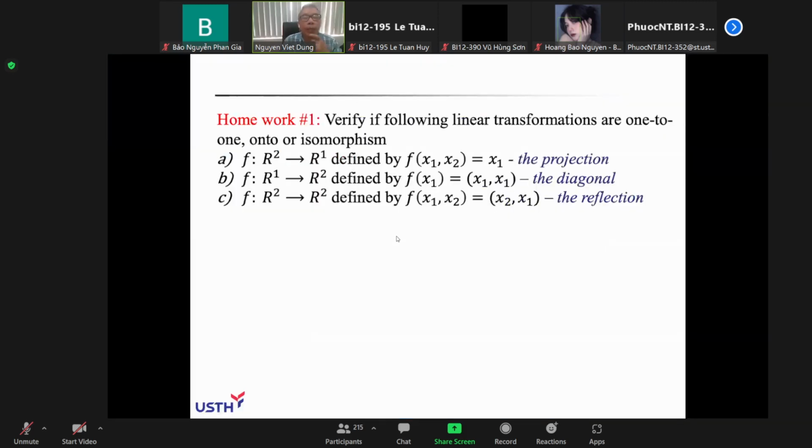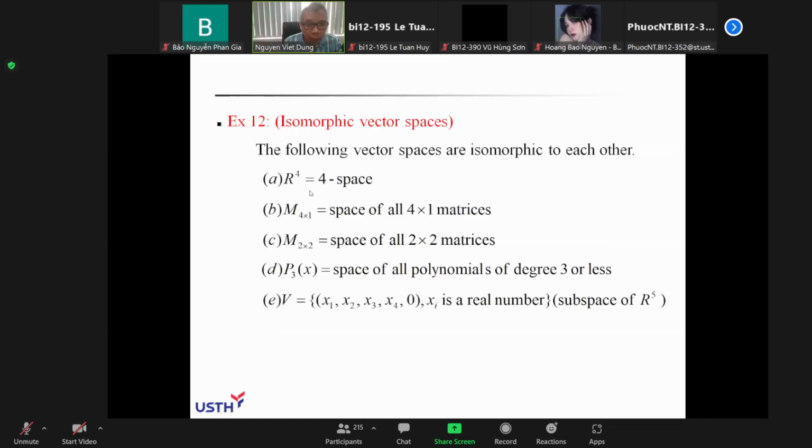Now, here is our homework from last week. But before the homework, I claim to you that two vector spaces are isomorphic to each other if and only if they have the same dimension. And here is an example for you. We have 5 vector spaces here. The first one is R4. That is dimension 4, we know already.